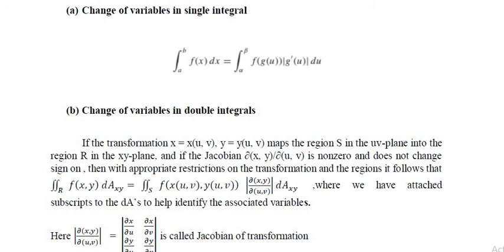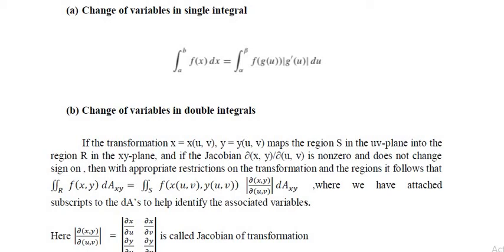Now let us see the next section: change of variables in integrals. The change of variables in an integral is given as the integral from a to b of f of x dx is equal to the integral from alpha to beta of f of g of u into the determinant of g dash of u du.